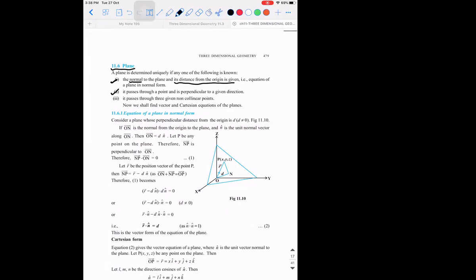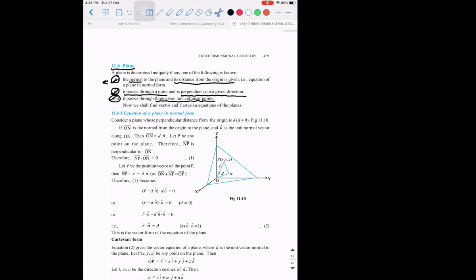Second, you can also write the equation of a plane if you know the point through which it is passing and the perpendicular direction. Third, if you know three non-collinear points through which it is passing. So these are the three sets of data you need to write the equation of a plane. If the first one is satisfied, we call it normal form. If the second one is satisfied, there is some other name. For the third one, we call it the equation of a plane through three non-collinear points. Let's see them one by one.